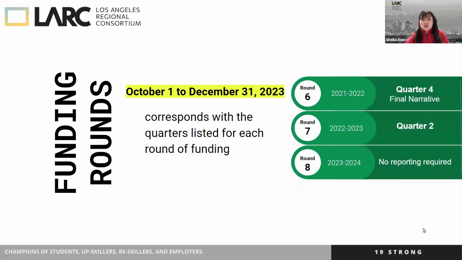So who actually needs to report? Round 6 and round 7 projects need to submit reports. For round 6, you need to submit your final narrative to sort of wrap up the project, since this will be the close of the project. Round 7, you will be reporting on quarter 2, which is reflected in the dates October 1st and December 31st, 2023. So any activities taking place under that period, please report for round 7. Round 8 projects do not need to report at this time. Next slide.